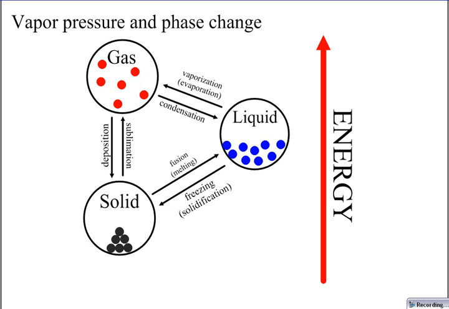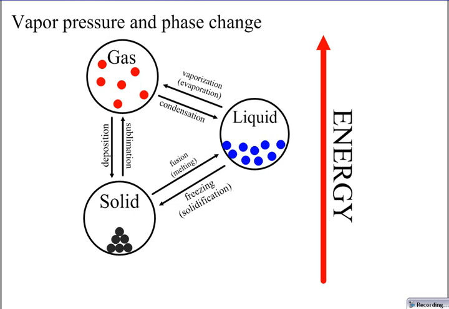If energy is continued to be applied to a liquid, you'll overcome all of the intermolecular forces holding it together, overcome all the attractions between the molecules, and it will vaporize or undergo vaporization and become a gas. If a gas is cooled, releases energy in an exothermic process, it will condense and become a liquid.